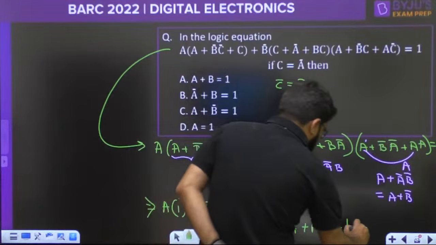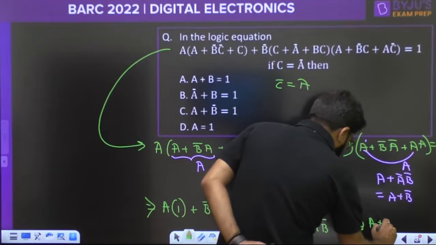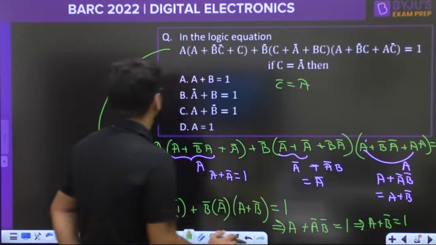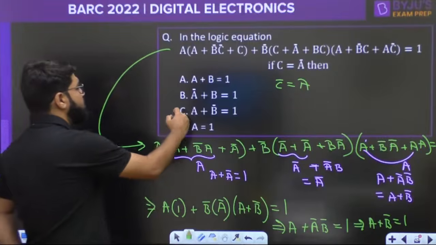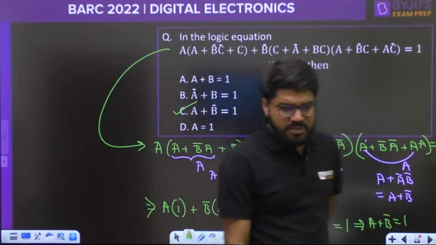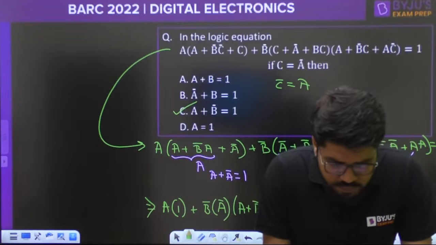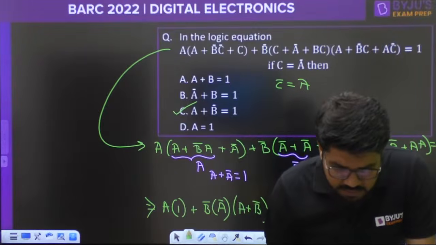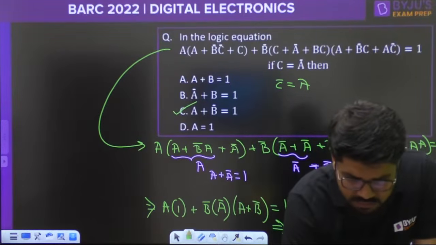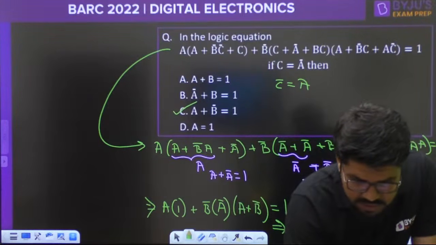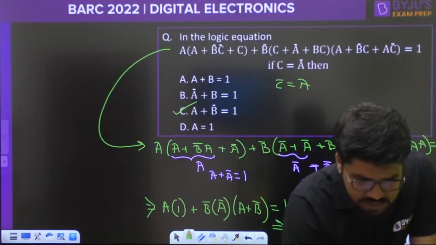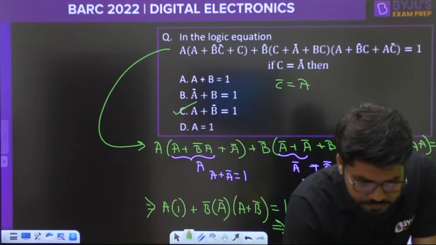What is A plus A bar B bar once again? It is A plus B bar. So the answer should be A plus B bar equal to 1. Option number C. Just check it up. Correct? Yes. Okay.